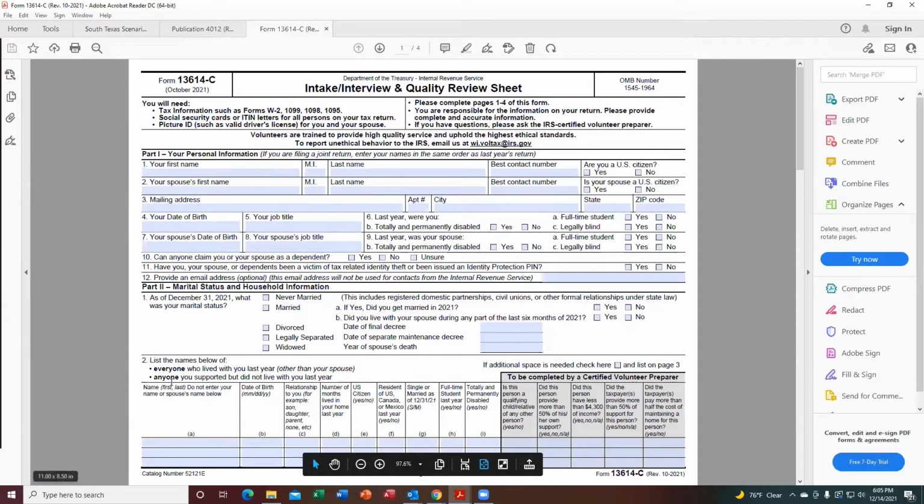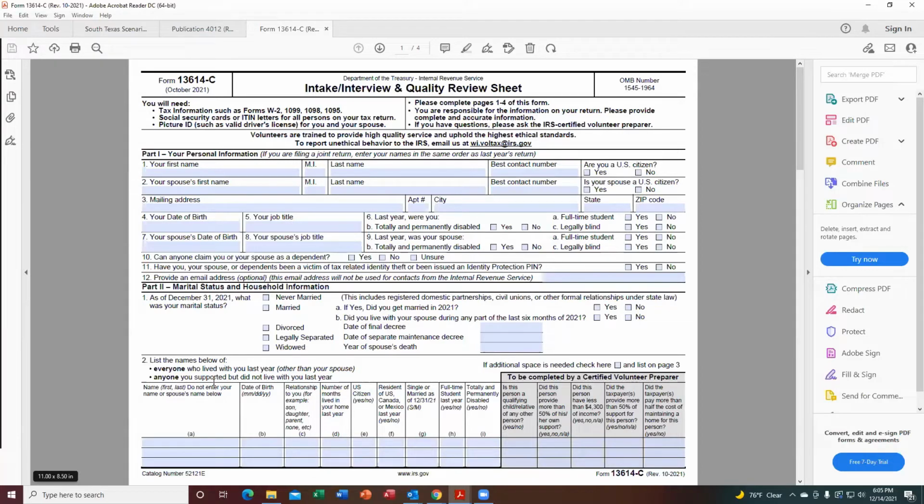Down here at the bottom, listing the names of everyone who lived with you the last year, other than your spouse. You do have some who want to place their spouse here because the spouse did not work, and so they want to put them down here. That's not possible. The spouse, if any, needs to appear at the top.